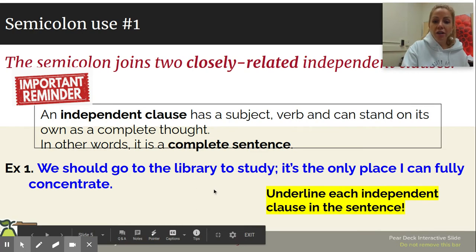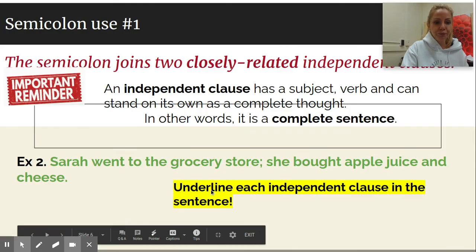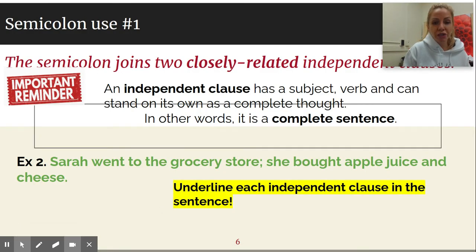So let's take a look at another example. This one I did write for you. Sarah went to the grocery store. That's a complete sentence. She bought apple juice and cheese. That's a complete sentence. As a writer, I look at those two closely related sentences and I think to myself, I'm going to just extend the one into the other instead of separating them with a period. So I can use a semicolon there instead of a period, okay?